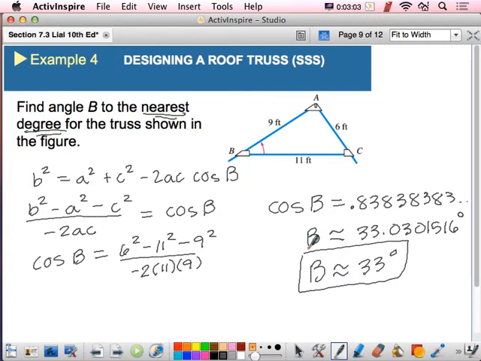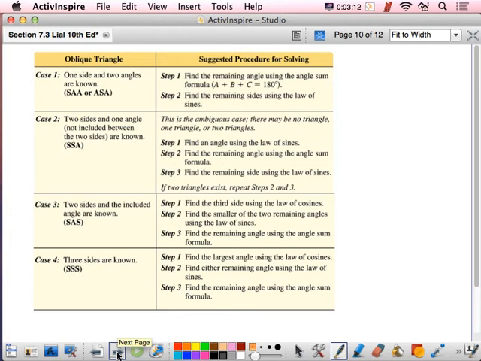And I wanted to point something out to you guys in your book. There is this chart, and it's a great chart. I don't remember what page it's on, but there's a chart that talks you through all 4 cases, for all 3 sections. So it's at the back of section 7.3, and it suggests how to solve them to avoid ambiguity as much as possible.